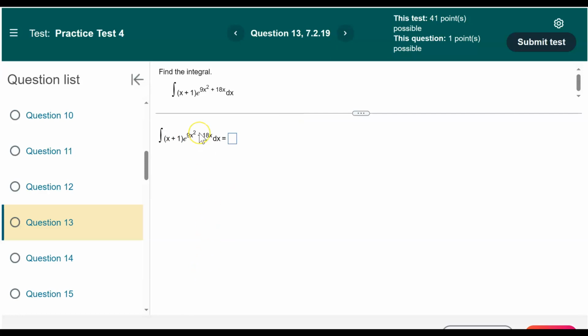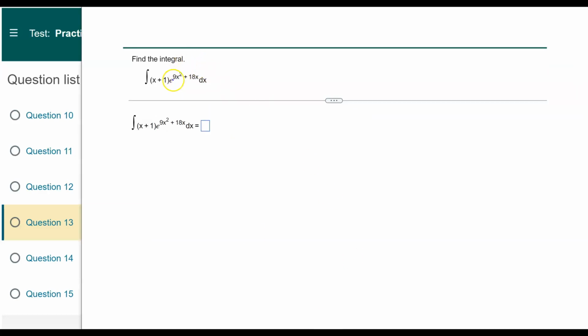So let's have this integral here. If you were given this expression here, where you would see some expression e to some exponent, you would then suspect that the power here is your u. So you would let u be equal to 9x squared plus 18x. That's your u. So the differential du is just (18x plus 18) dx.